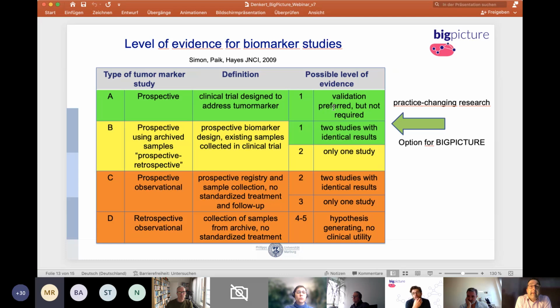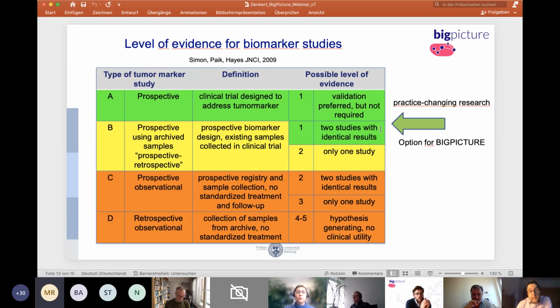But in many situations, it may not be feasible to finance a clinical trial that is designed to address a tumor biomarker. And then we have this category, which is called prospective retrospective studies, where there is a prospective design, but the samples have been collected in a previous clinical trial under standardized conditions. And the idea of this guideline paper is that if we have 2 of those studies with identical results, that could also lead to a biomarker that has a level 1 level of evidence and could be used in clinical practice.